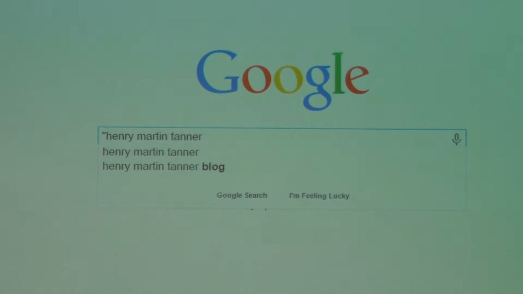Using quotation marks will tell Google that you are looking for that particular number of words together, a string of characters, and they will force that to come up first. So what this will say essentially is, between the quotation marks, we're looking for Henry Martin Tanner on any website where those words all show up in that order.